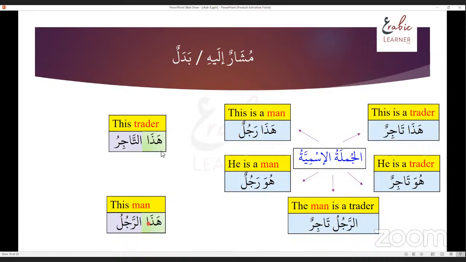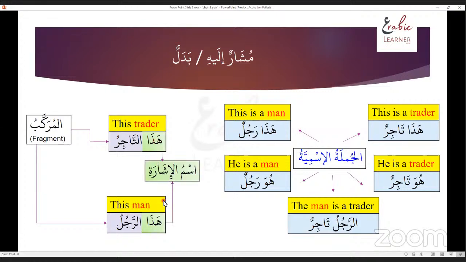Okay. Now what is this? Hada, what are these? Okay, these are murakkab, these are fragments. But what are these? These are ismul ishara. So in such a situation, this thing after ismul ishara, an ism that comes with al, is called Musharun ilaiyh. Musharun ilaiyh means the one that is pointed towards by the ismul ishara.